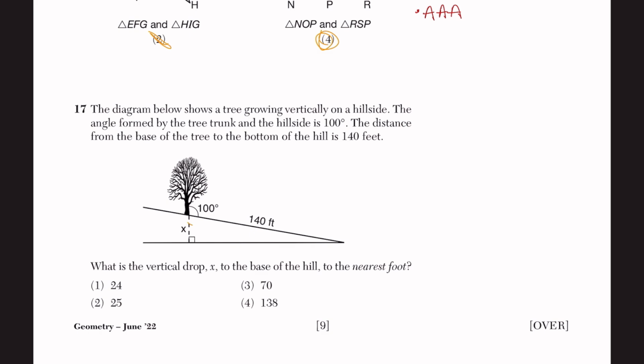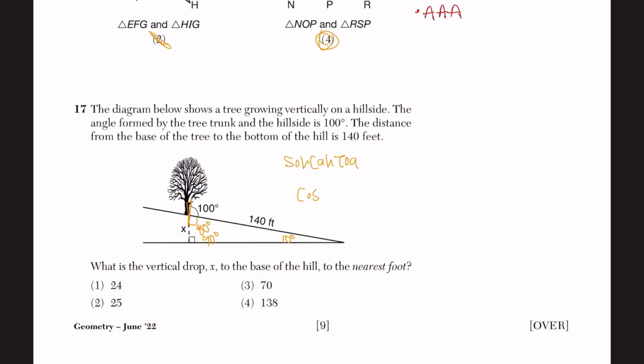Before we do anything, we know that this is 80 degrees, right? Because this whole line has to be 180 degrees, and this is obviously 90 degrees. This would be 10 degrees, since we know that all the angles should add up to 180 degrees in a triangle. To find x, we can just use trig, and I'm going to be using the angle 80.